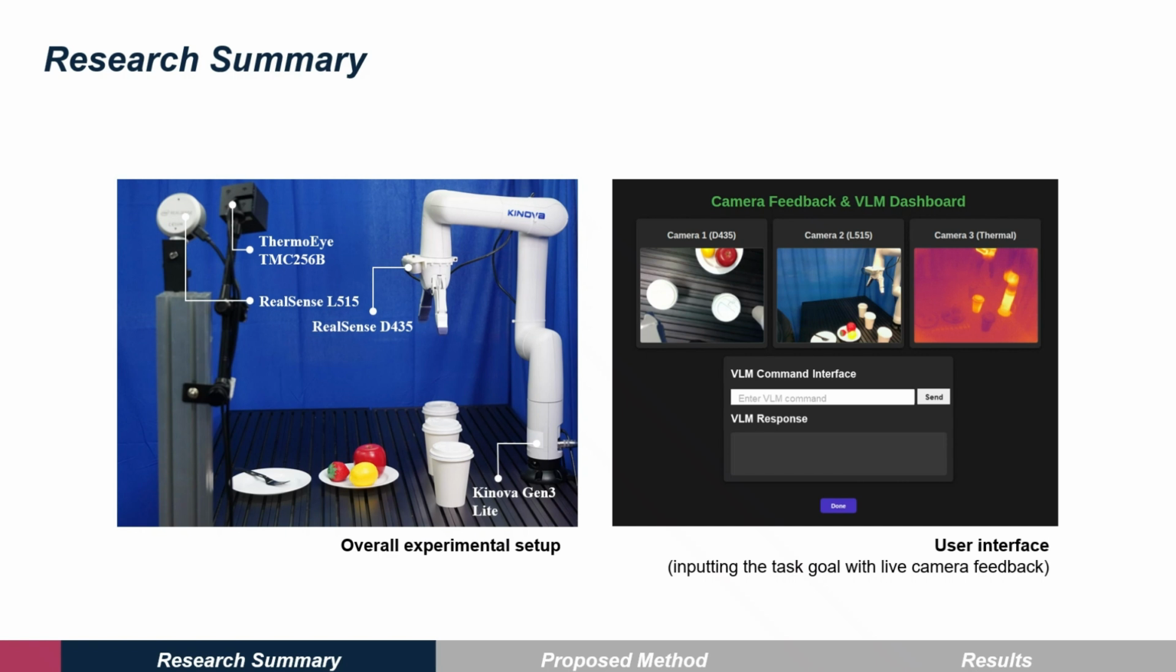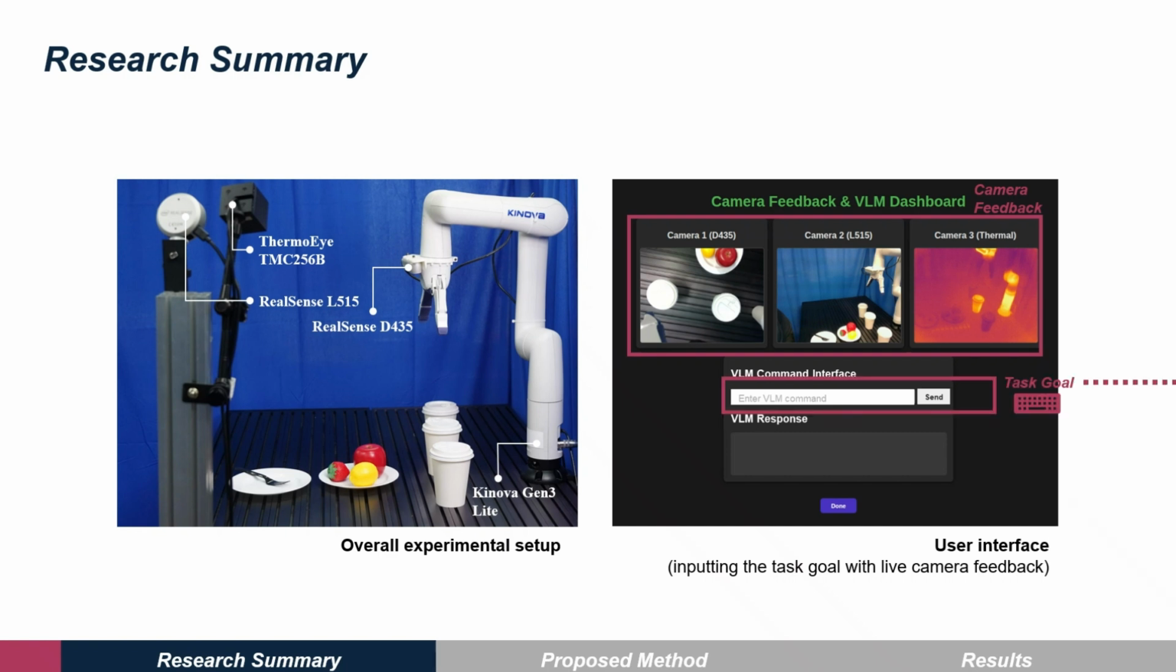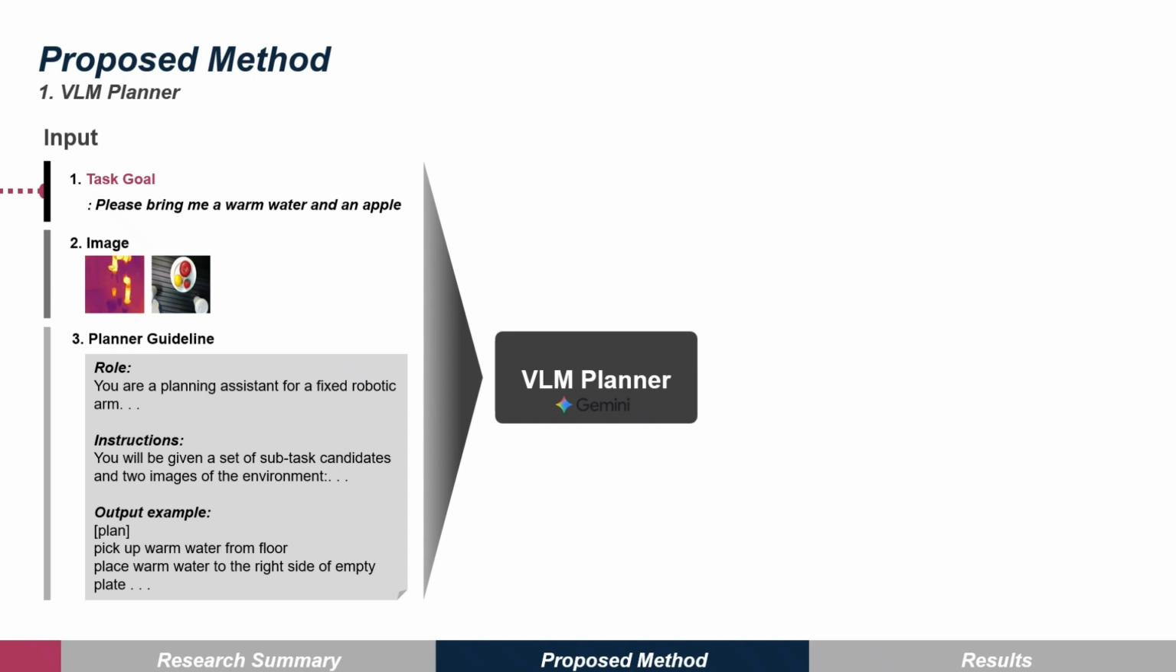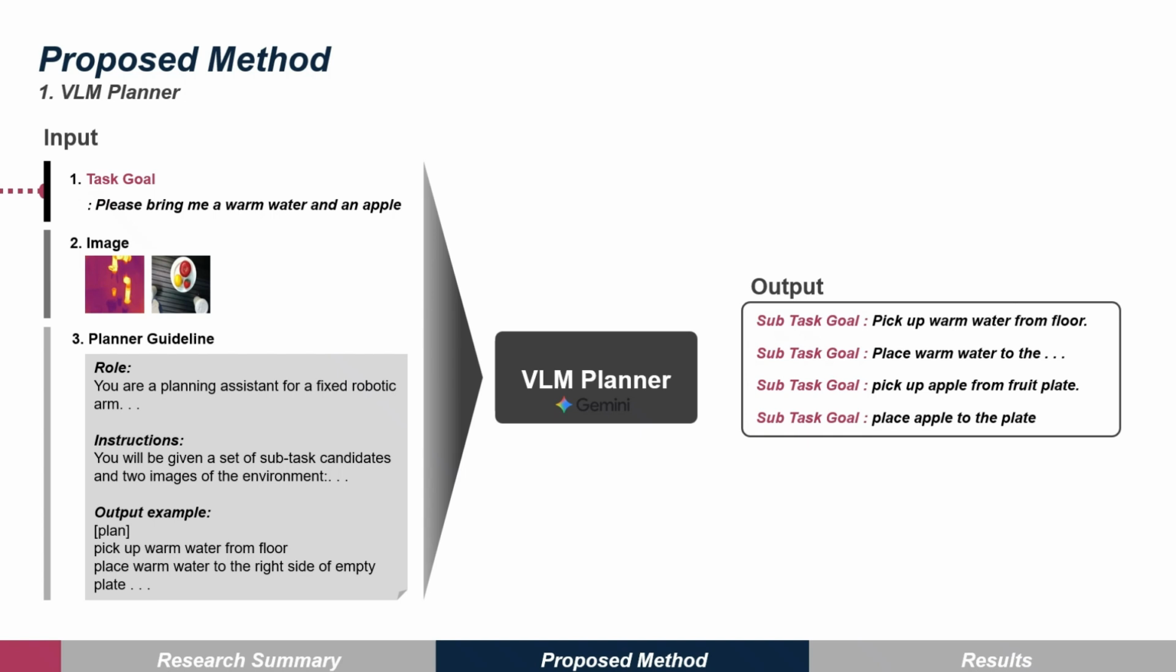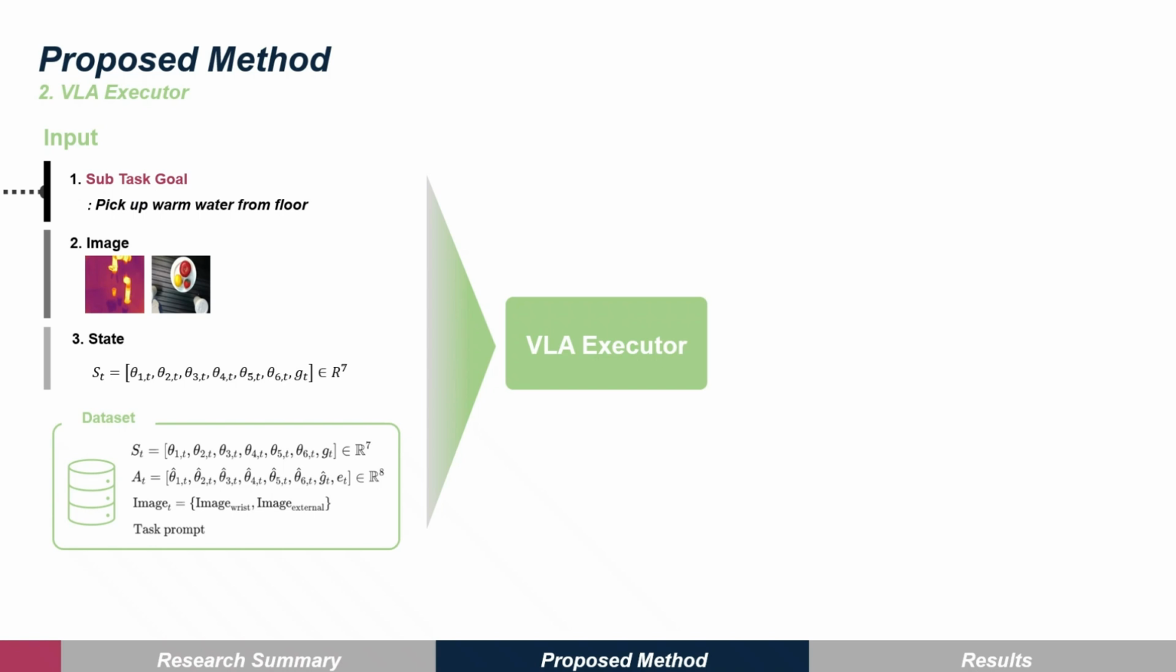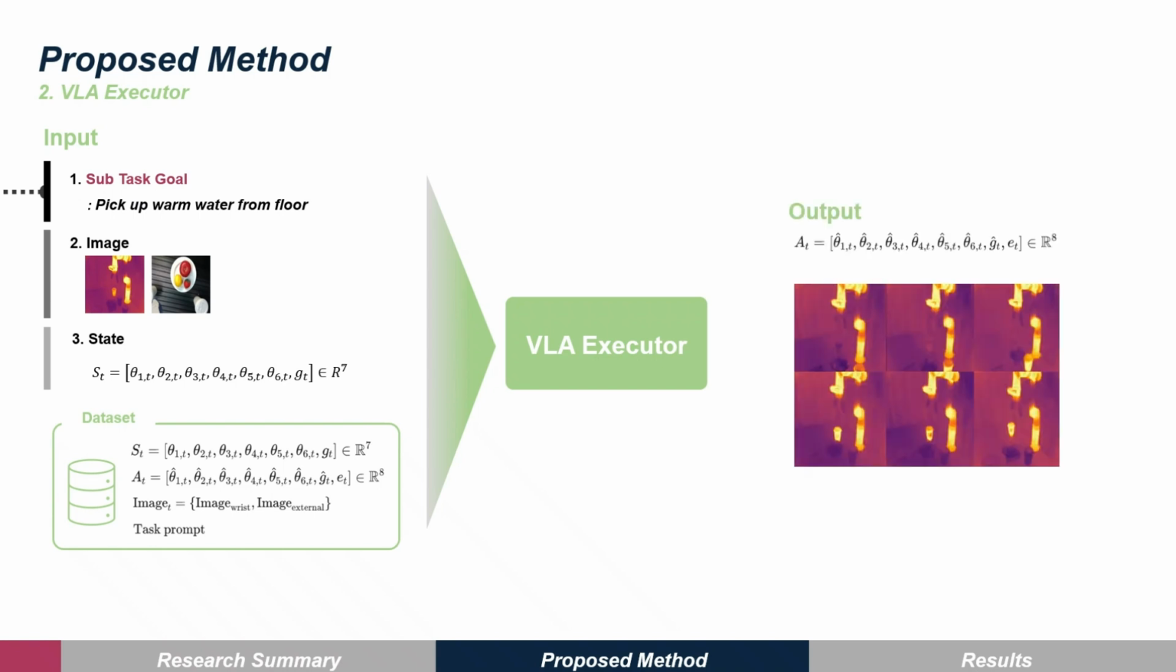Our experimental setup is as follows. The user's task goal is provided through an interface. For the VLM planner, we use the Gemini 2 Flash model. The planner analyzes the environment based on the task goal, images, and planner guidelines, and decomposes the task into subtasks. The VLA executor takes the decomposed subtasks, images, and the robot state as input for inference. The dataset used for training the model is shown in the bottom left.